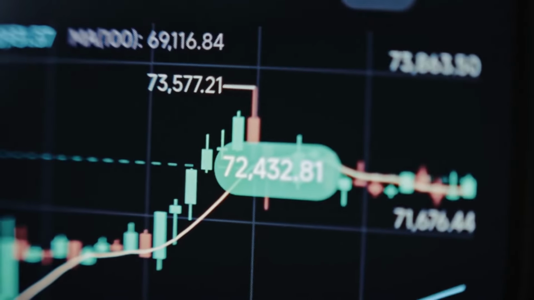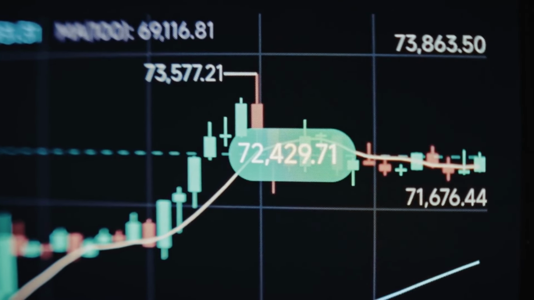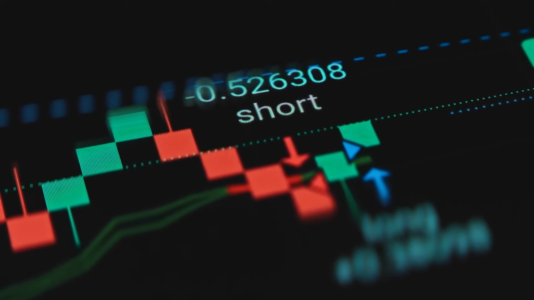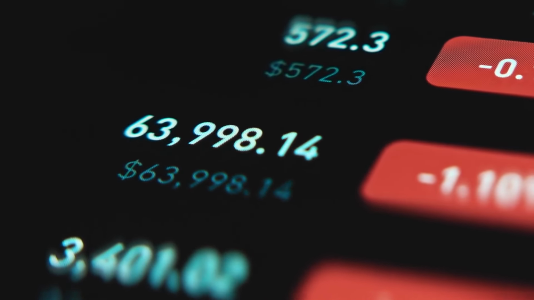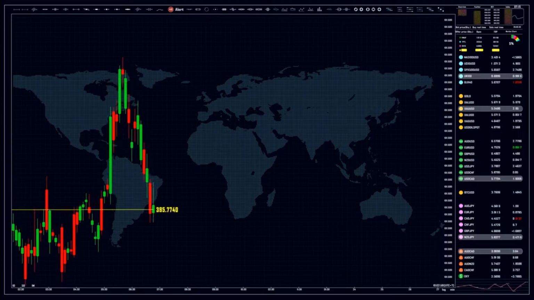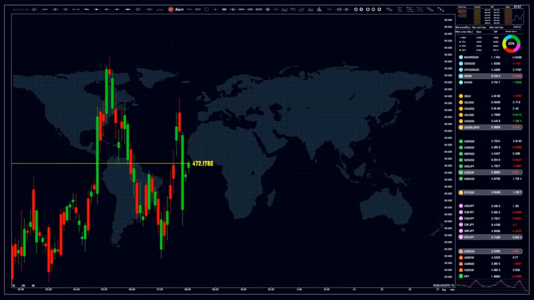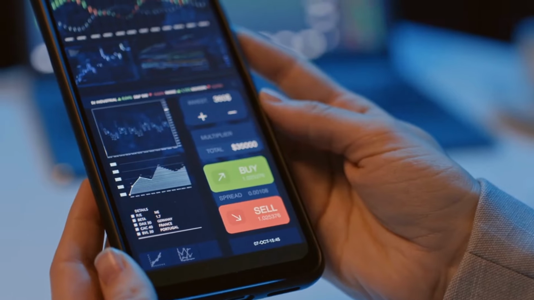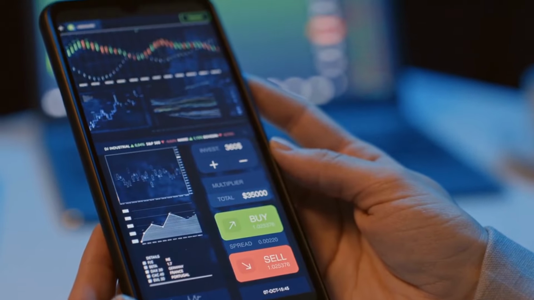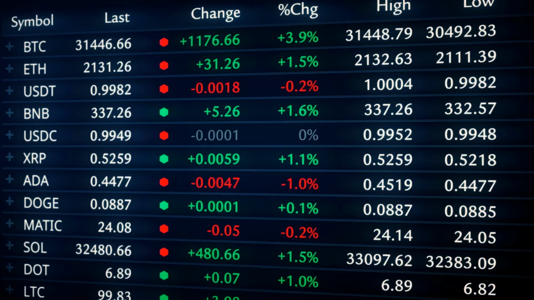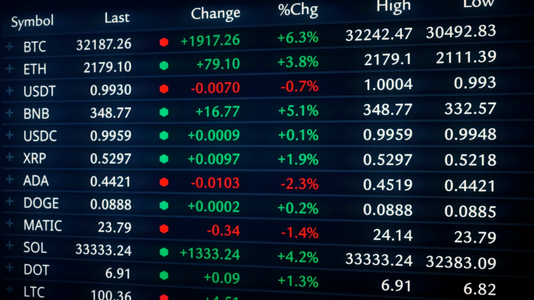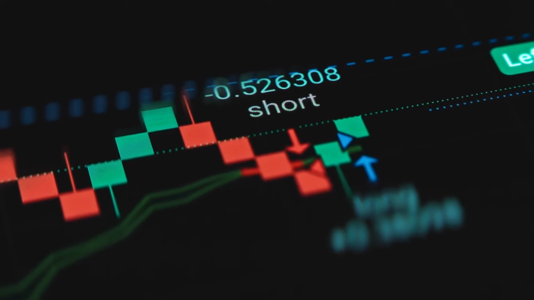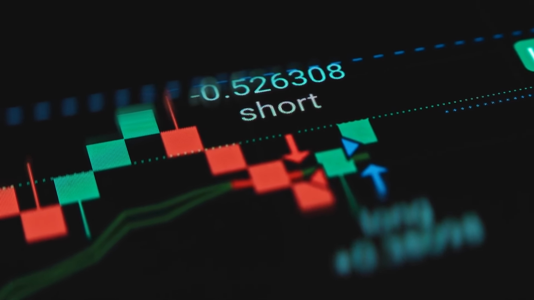Call options gain value as stock prices rise above the strike price, while put options increase in value as prices drop. Losses are limited to the premium, but gains depend on strategic timing and market movements. With careful planning, options can enhance returns and help manage risks in your portfolio. Call and put options are essential tools for investors who want to take advantage of stock price movements without owning the underlying stock. A call option allows you to profit if the stock price rises, while a put option lets you profit if the stock price falls.